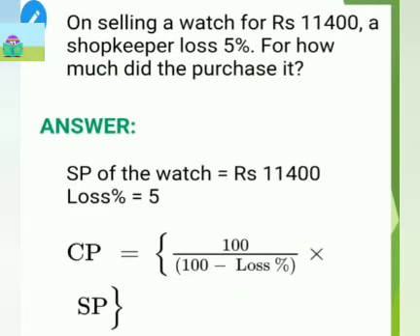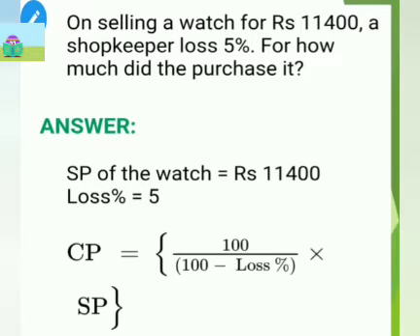Now the next question is, on selling a watch for rupees 11,400, a shopkeeper loses 5%. For how much did he purchase it? So what is given in the question is that the selling price of the watch is 11,400 and the loss is 5%. Now it is asking for how much the shopkeeper purchased the watch. That means CP is asked.